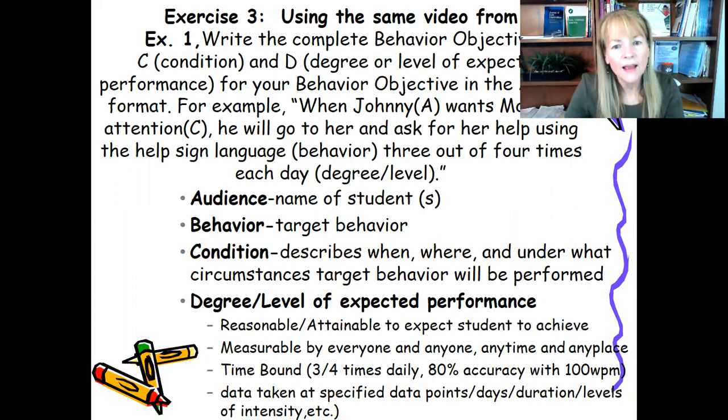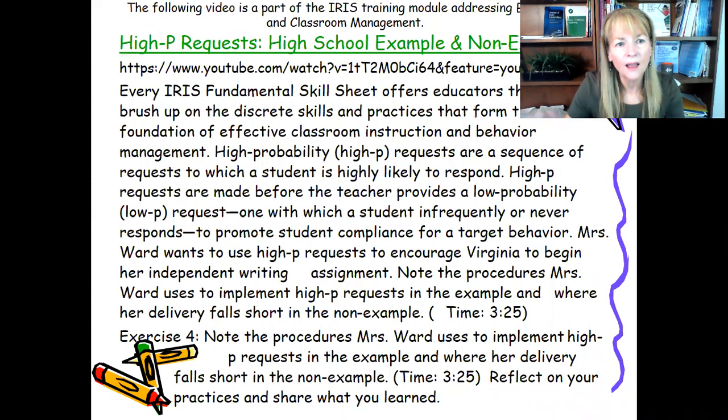After you complete exercise 3, there's one last exercise that you will be doing. Exercise 4. This is a great video for you to see, and it may be something that you've not ever thought about before. This video is in the Irish training modules, and it emphasizes success with teacher requests to students, and how we can improve our requests so that the students would follow them.